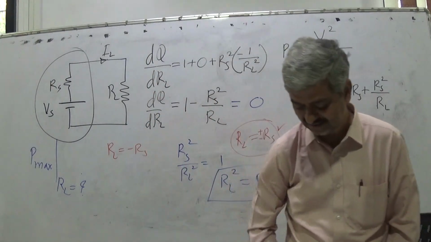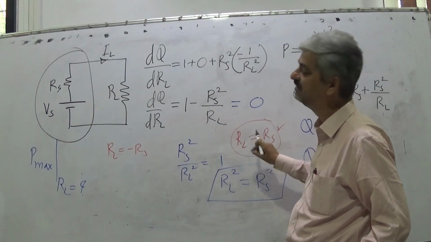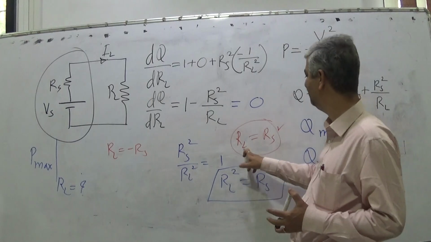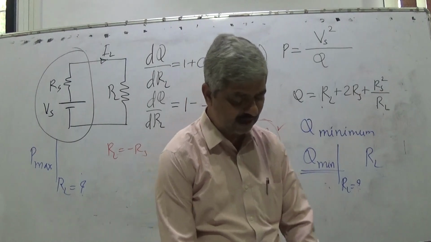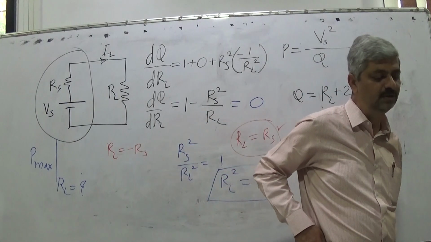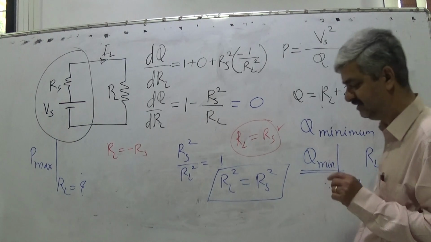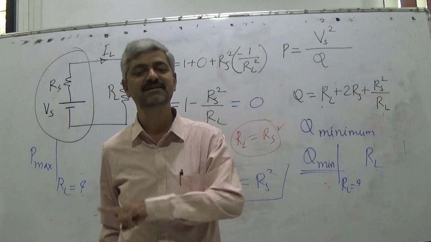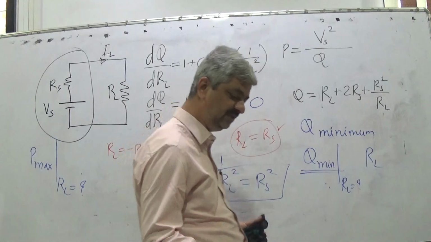Therefore, RL equal to RS. So we rule out plus minus; negative resistance can't be there. So RL equal to plus RS is the answer. When I have a voltage source having some internal resistance and I am using it to supply a load, maximum power gets dissipated in the load when the condition RL equal to RS is met. If RL is less than RS, the power dissipated is less. If RL is more than RS, again the power dissipated is less.